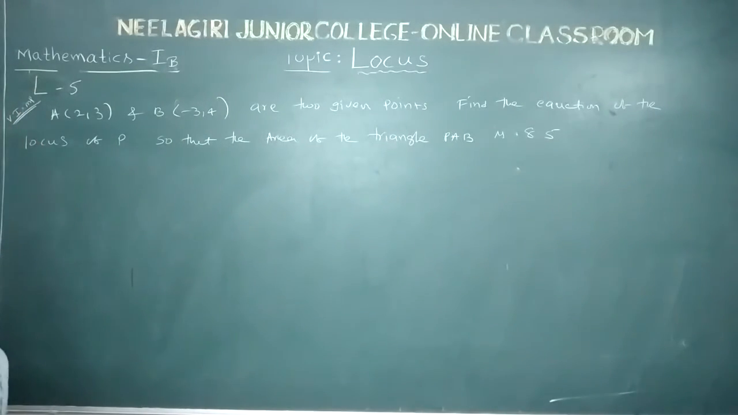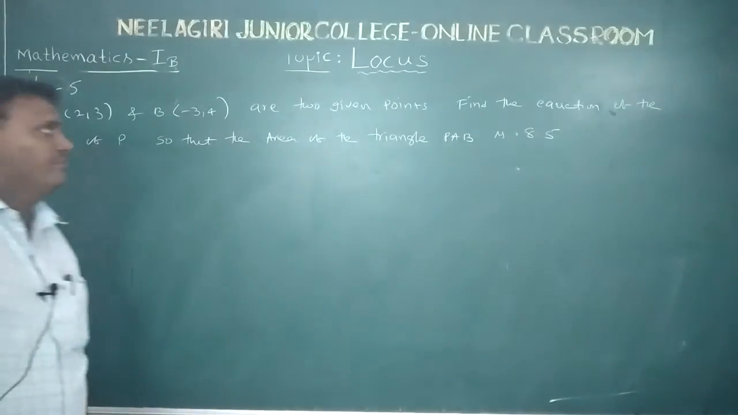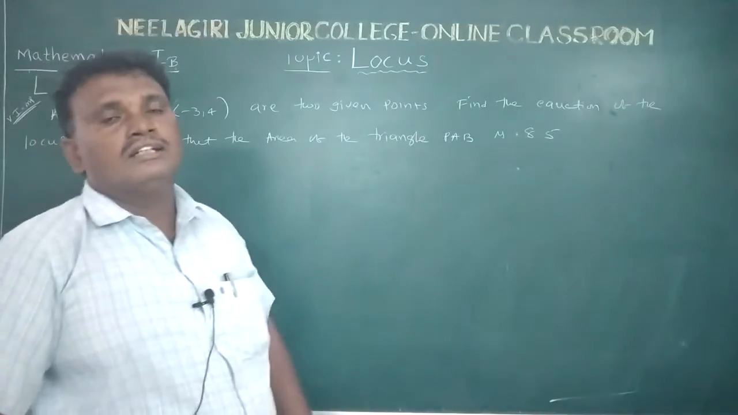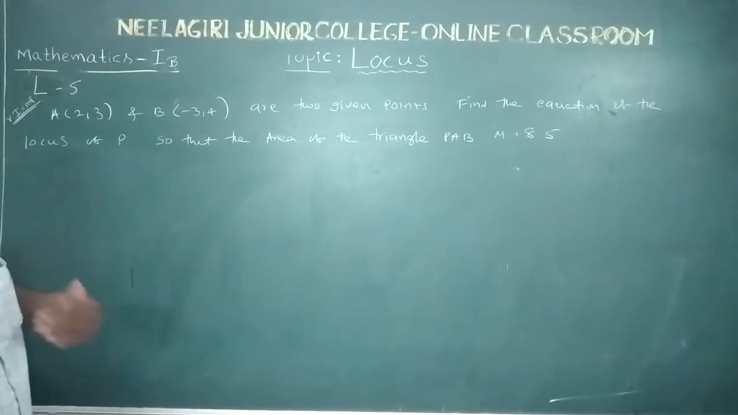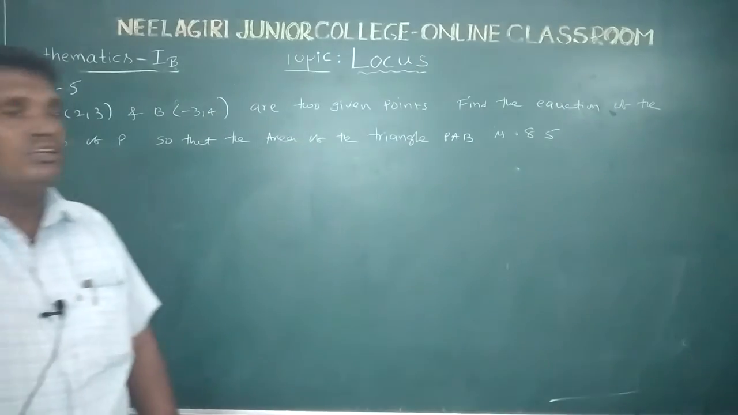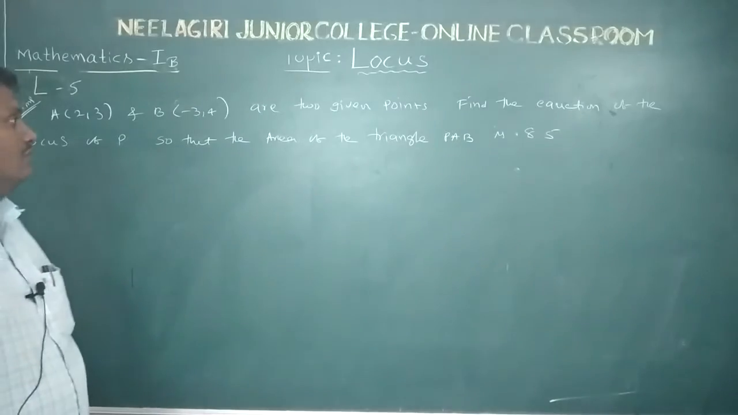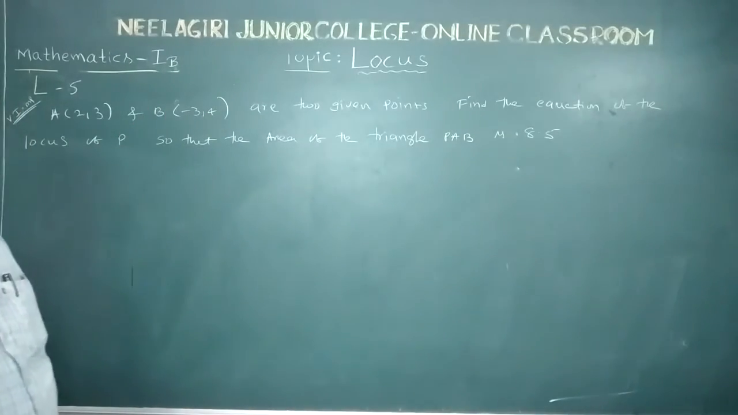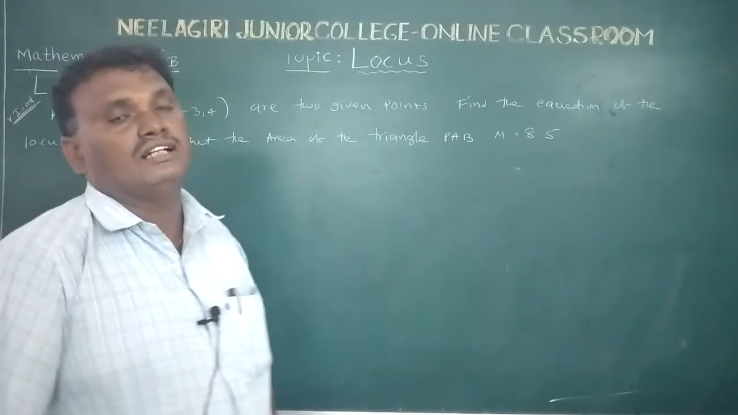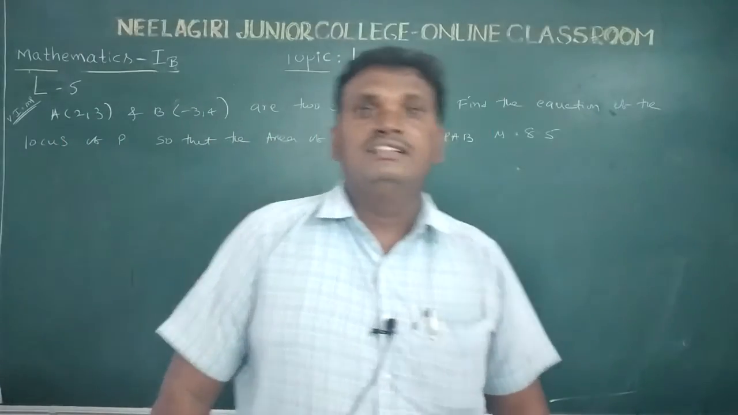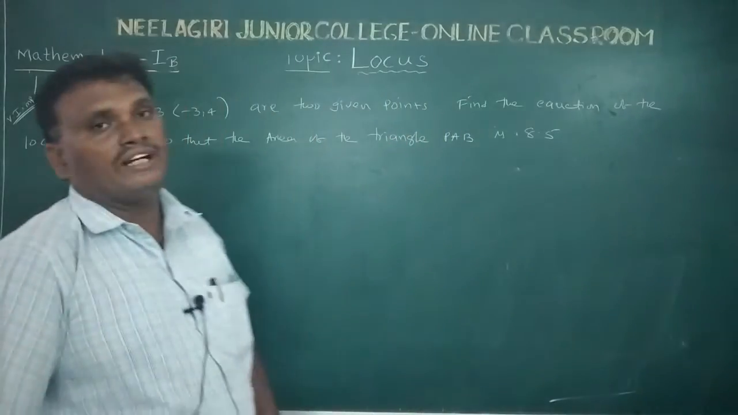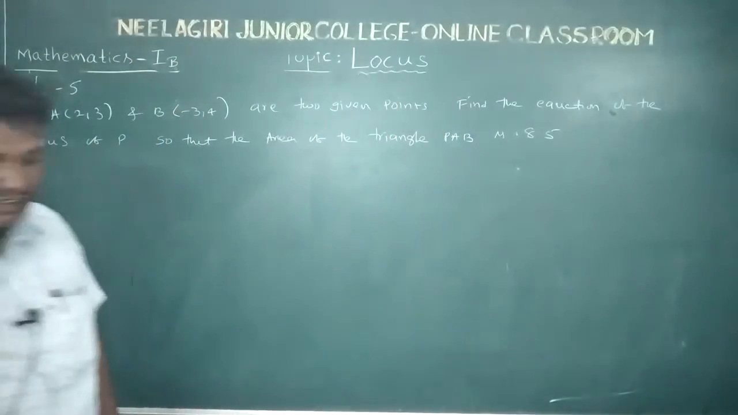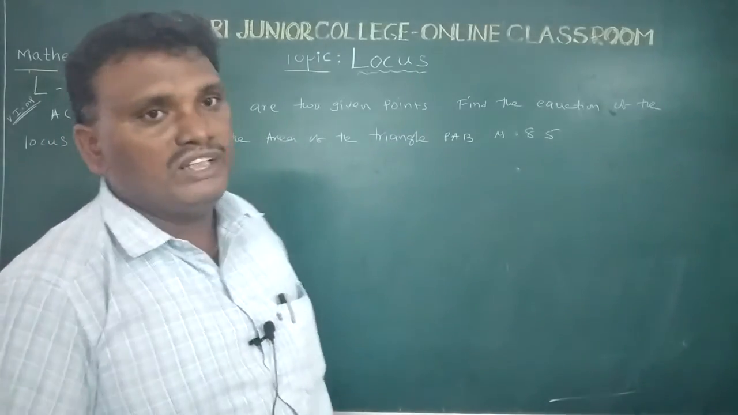First, A(2, 3) and B(-3, 4) are given points. What is the question? Find the equation of the locus of P. What is the condition? The area of the triangle PAB is 8.5. What is the area of the triangle?